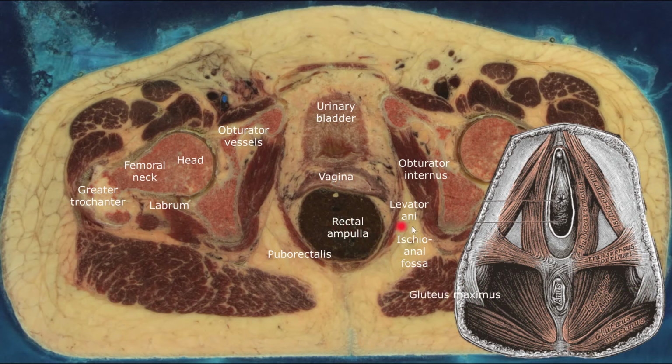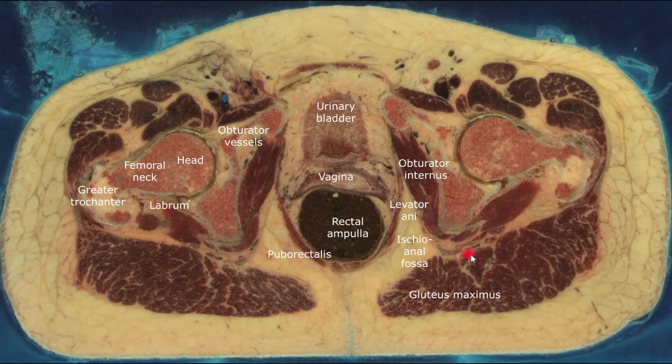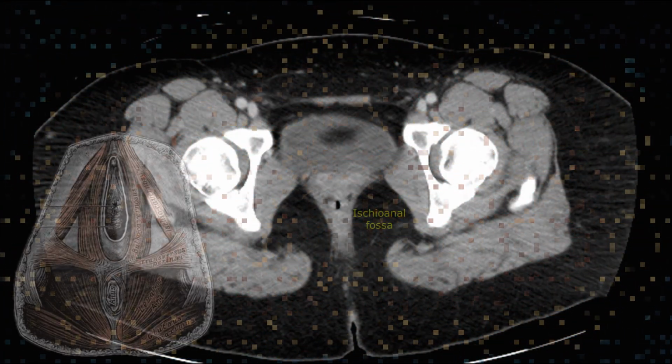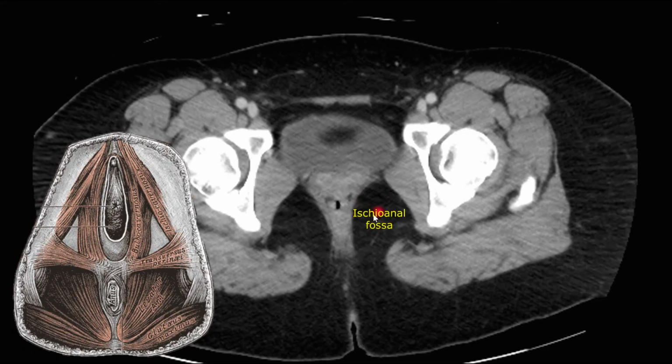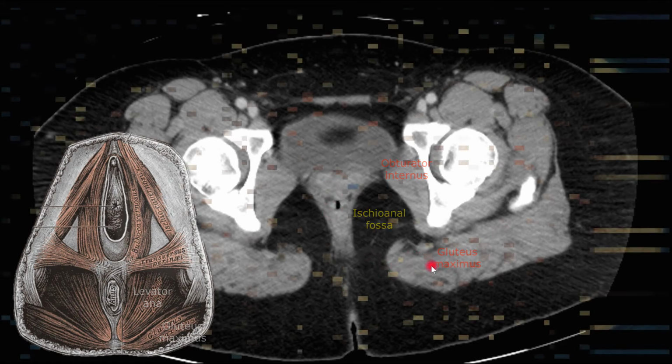Now here we are at the level of the lesser sciatic notch, and you can see that there are some vessels here leaving the gluteal region toward the perineum, and they are going to pass through the Alcock's canal or the pudendal canal. These are the internal pudendal vessels and the pudendal nerve. In this CT, I can see the ischioanal fossa here, obturator internus laterally. This should be levator ani, and the fossa is roofed by the gluteus maximus muscle.